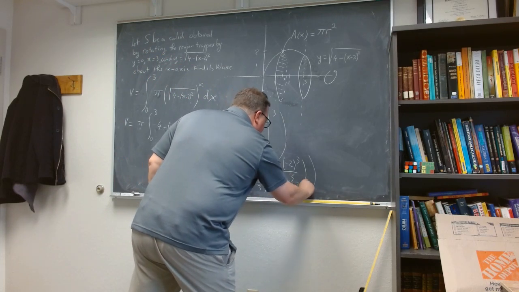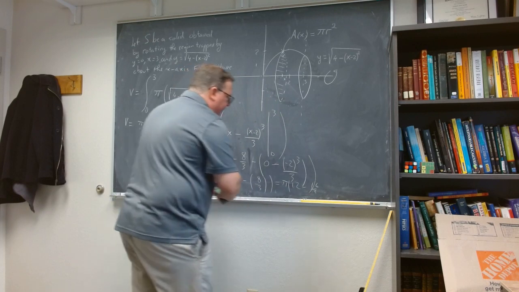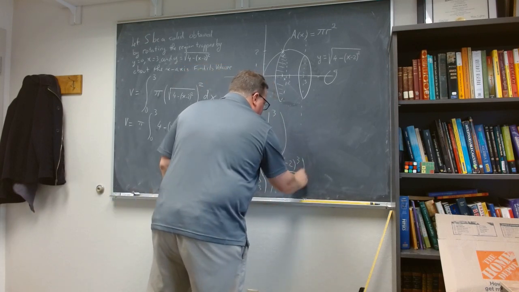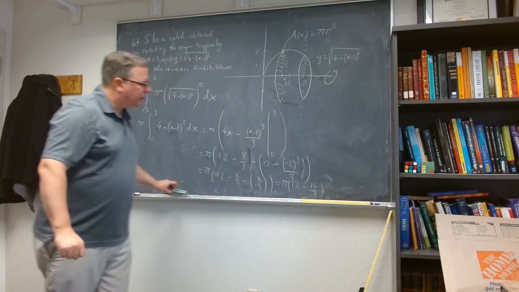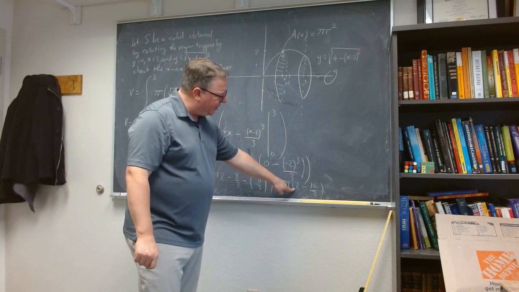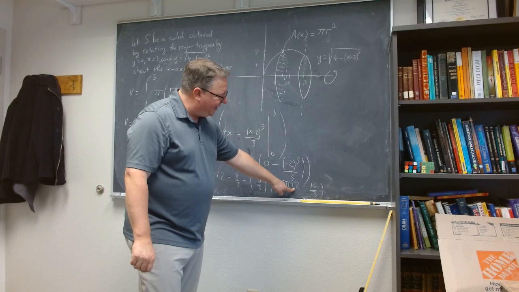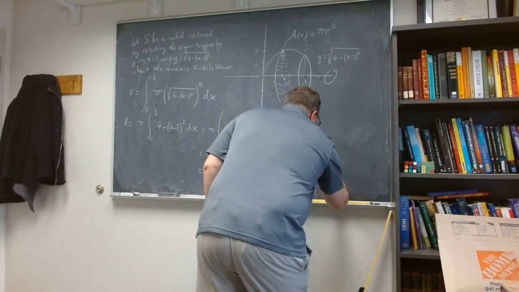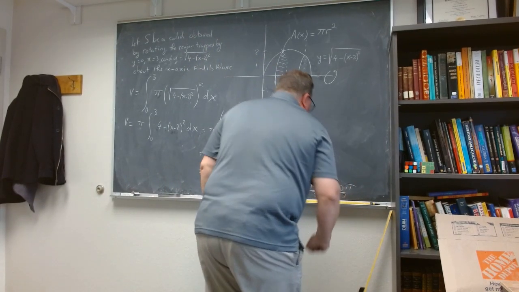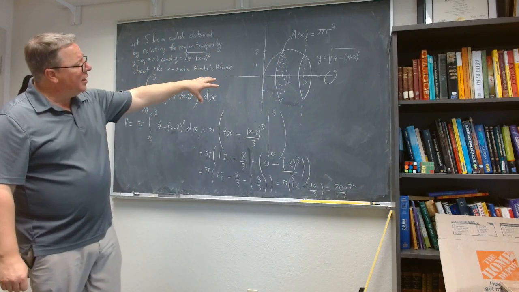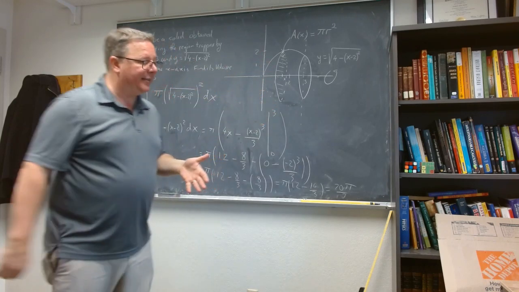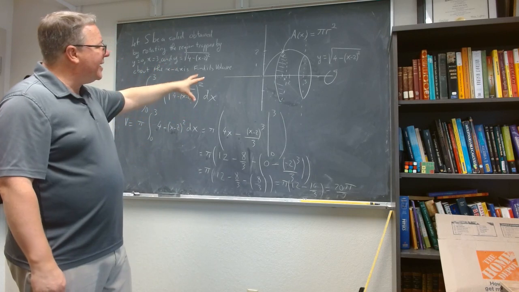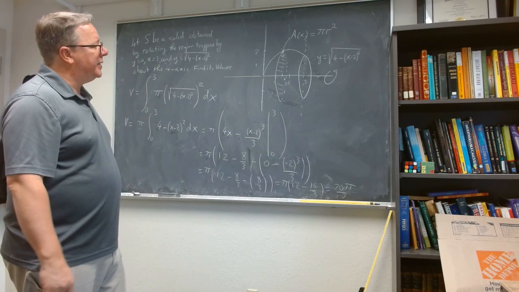Pi times 12 minus 16/3. So over 3, this is going to be 36. 36 minus 16 is just going to be 20/3. So we're going to get 20 pi over 3. So that is going to be the volume of a sphere of radius 2 where you chopped off the top quarter of it. And this is how we're going to set up things with respect to x.